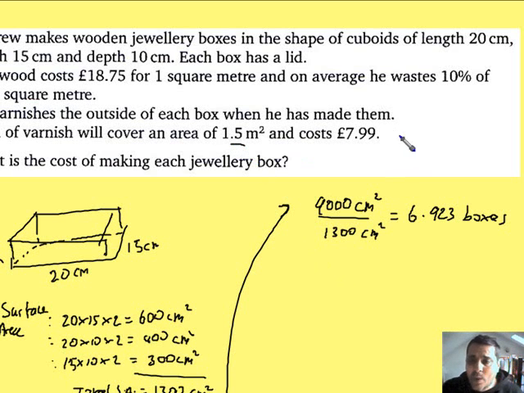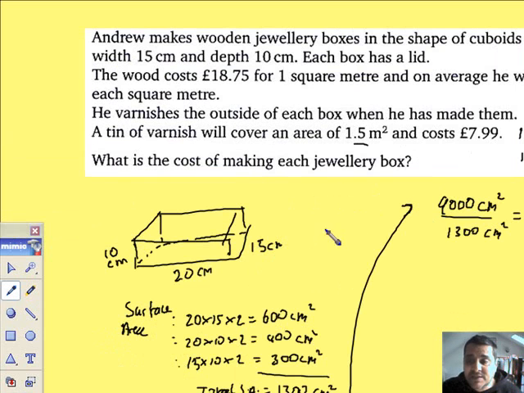Now this 1.5 metre square worth of coverage is actually equal to 15,000 centimetre squares of area that can be covered. So what fraction of the 15,000 is the 9,000? Because if I'm going to make 6.923 boxes, then I've completely used all of that 9,000 centimetre square available area, which Andrew claims that he's using and not wasting on average.